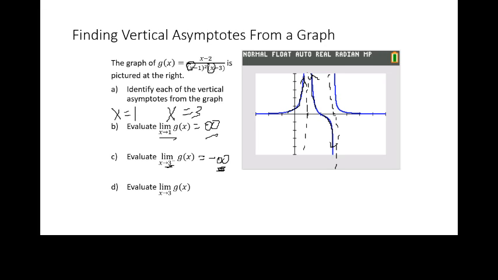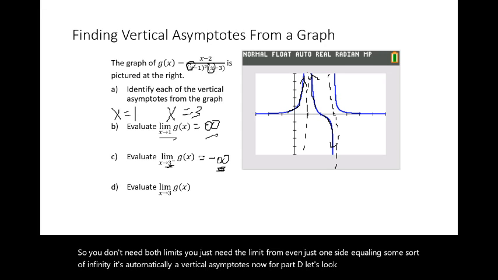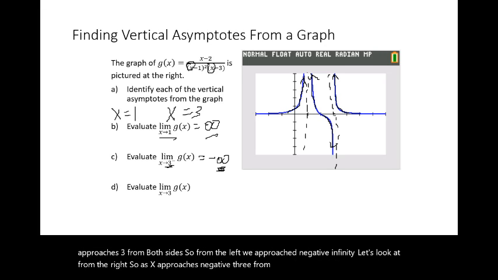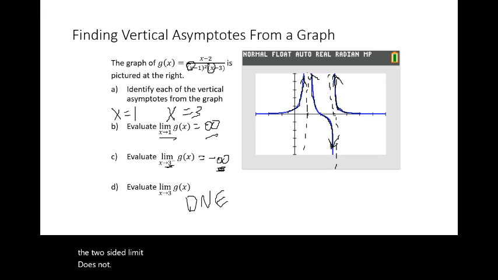Now for part D, let's look at the limit as x approaches 3 from both sides. So from the left, we approach negative infinity. Let's look at from the right. So as x approaches 3 from the right, it looks like we are approaching positive infinity. So the limit from the left does not equal the limit from the right. So the two-sided limit does not exist. That doesn't mean that x equals 3 is not still a vertical asymptote. This limit right there was enough to prove it was, but the overall two-sided limit does not exist.